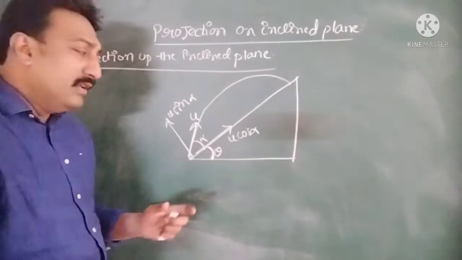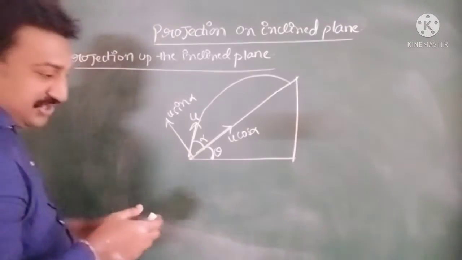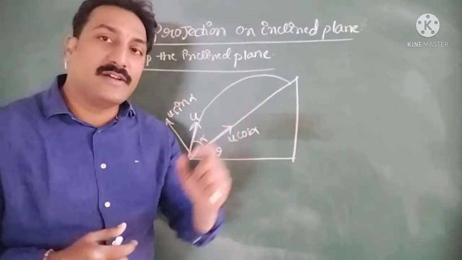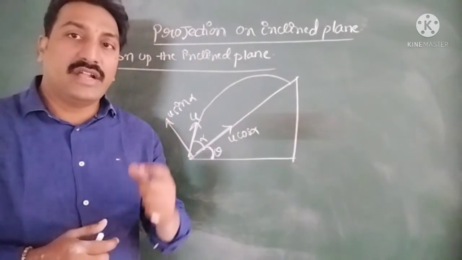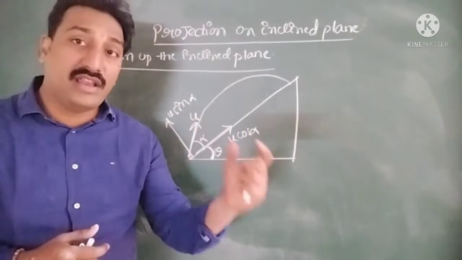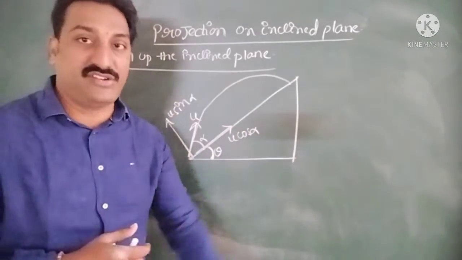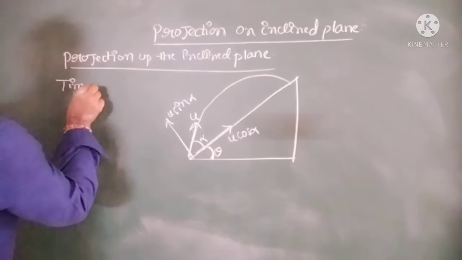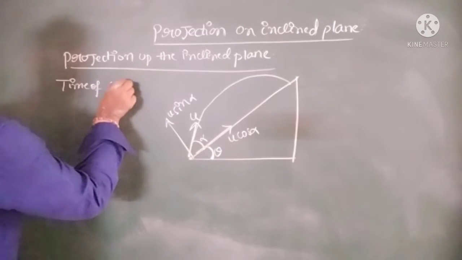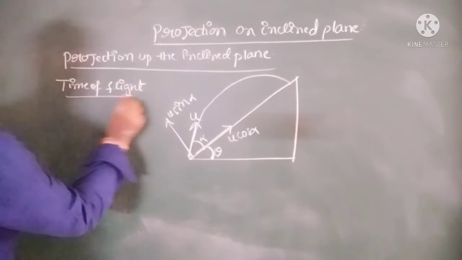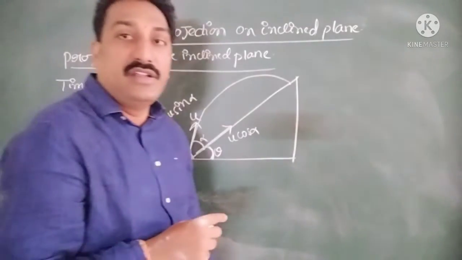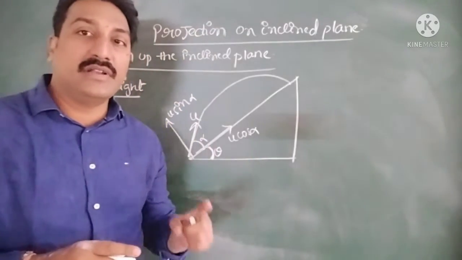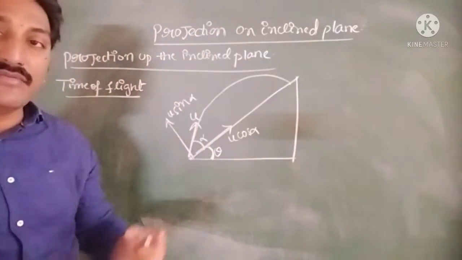In this session, we are going to discuss three main factors: one is maximum height, another is the time of flight, and finally range. First of all, time of flight. What do you mean by time of flight? In kinematics also you have learned that time of flight is the summation of time of ascent and time of descent.